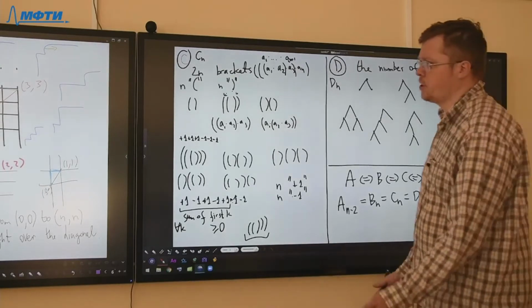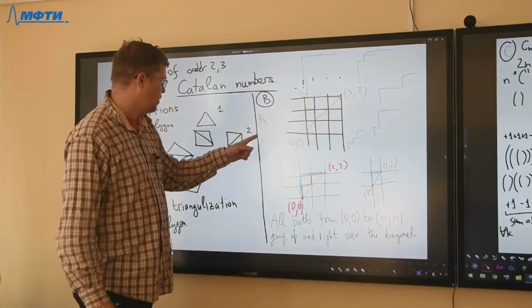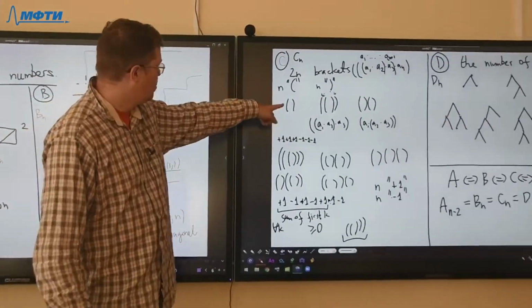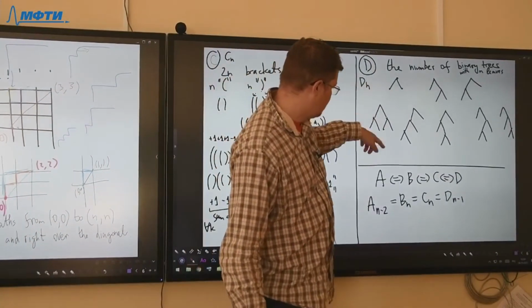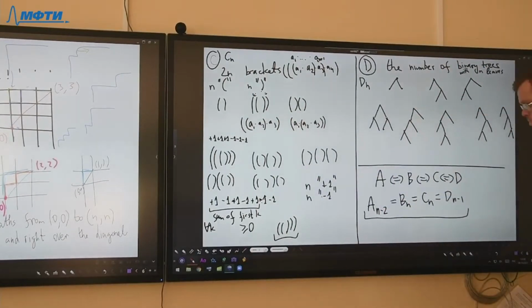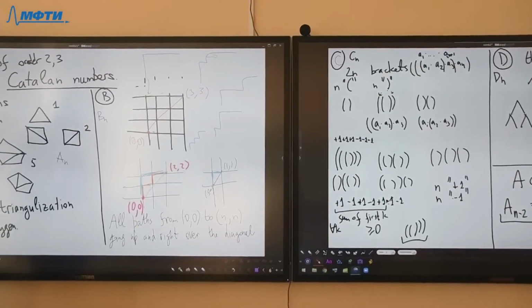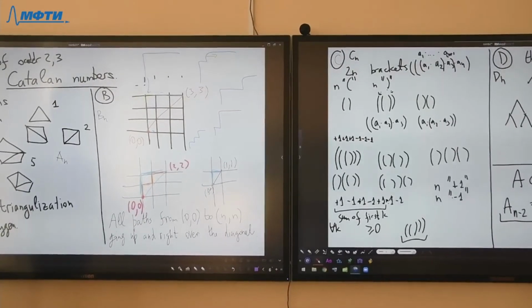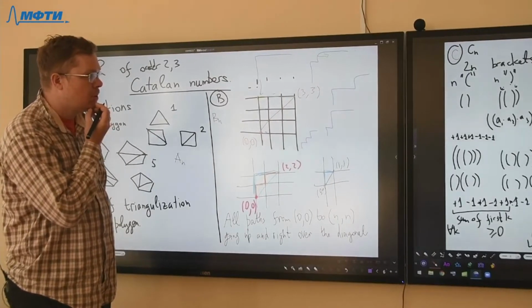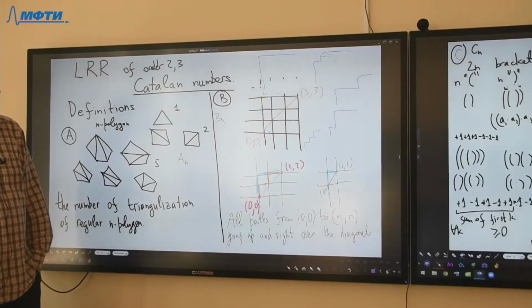Because for the triangle, I have n equal to 3, and this is the first case. For this, I will have B_1 will be 1, C_1 will be 1, and here D_2 will be 1. So I think that this equality holds. Okay, some of them are I think trivial. Could you see which equivalence of these definitions is true?